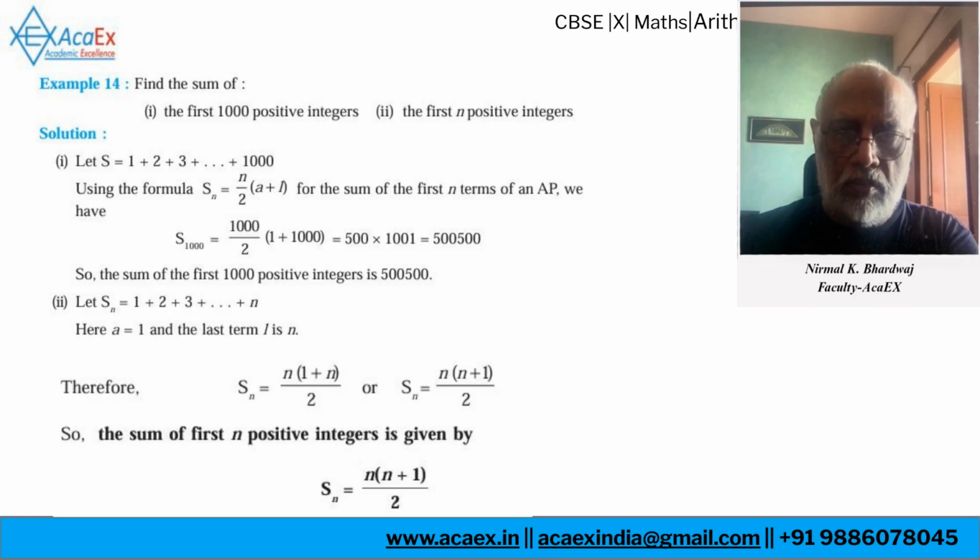Example 14. Sum of positive integers. Let's find the sum of the first 1000 positive integers. Using the formula S subscript n equals n over 2 times a plus l, the sum is 1000 divided by 2, multiplied by 1 plus 1000, which equals 500,500. The sum of the first n positive integers is given by the general formula, S subscript n equals n times n plus 1, divided by 2.